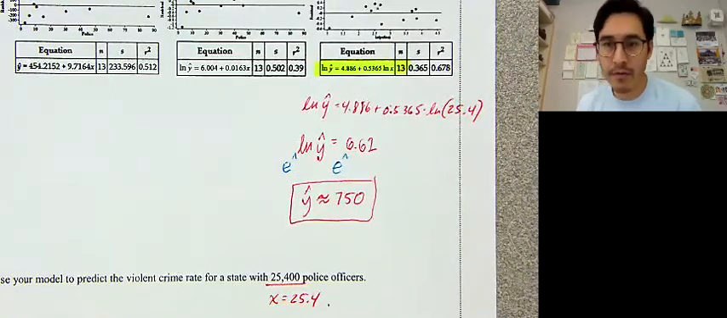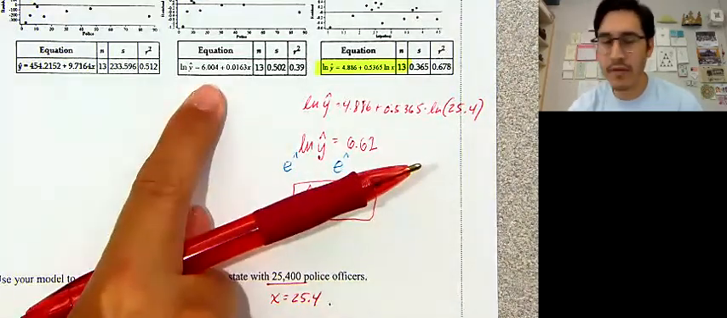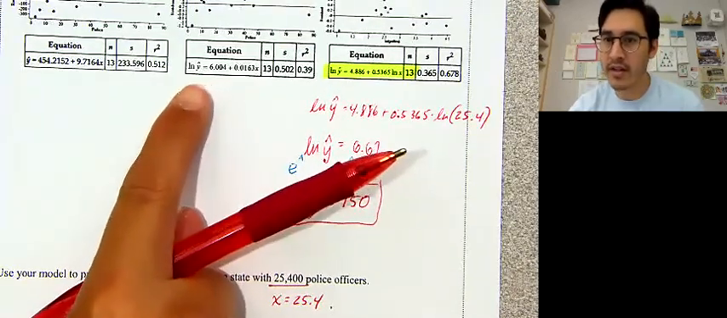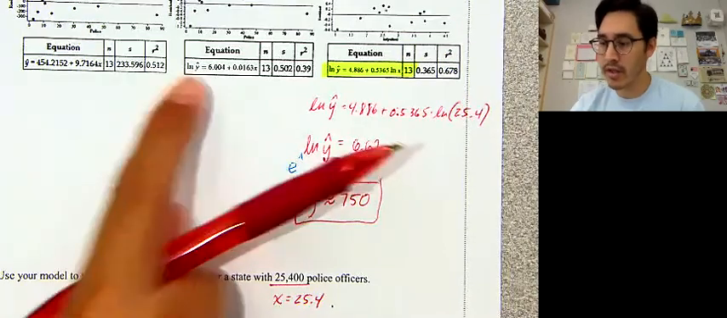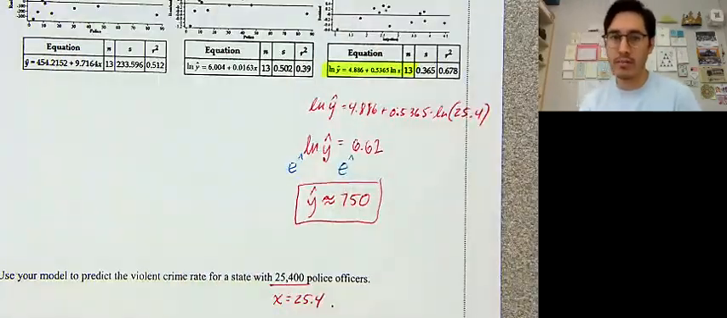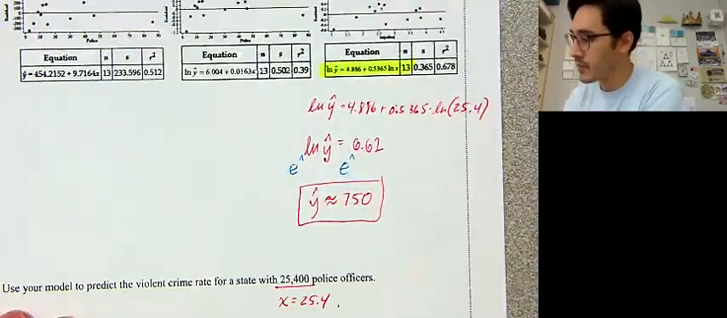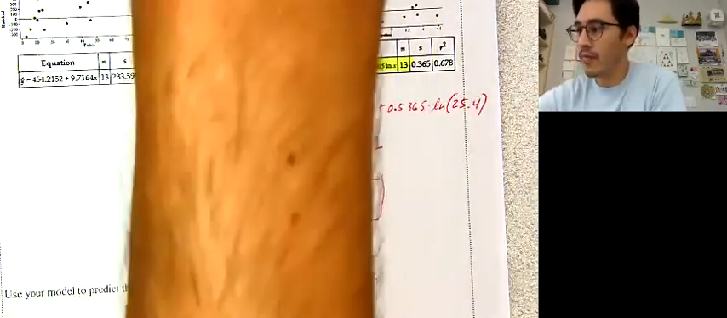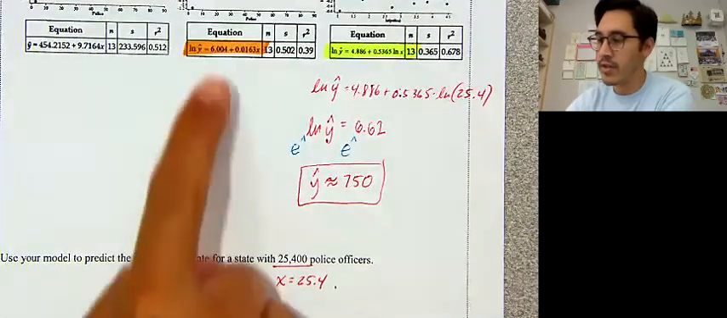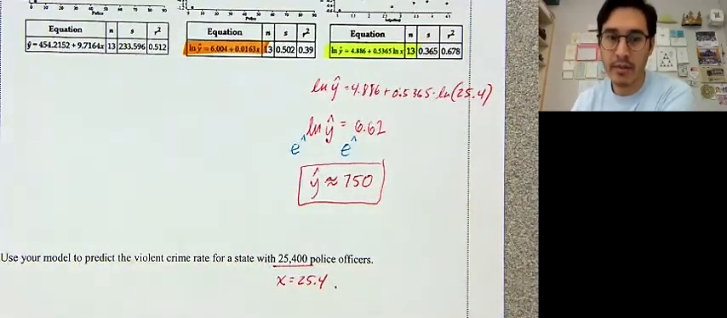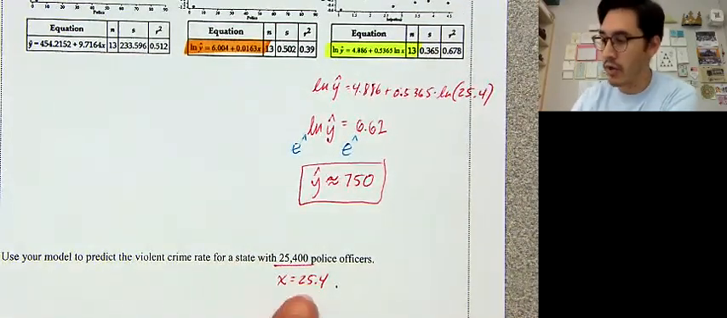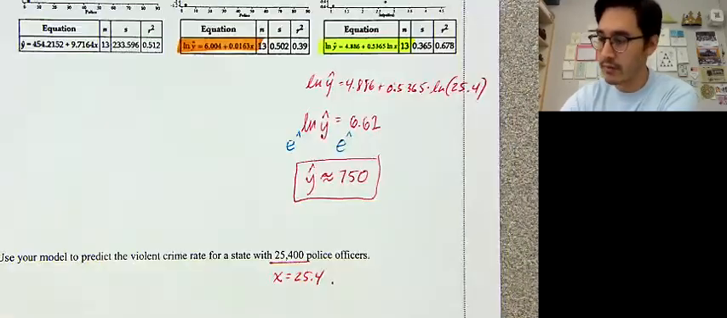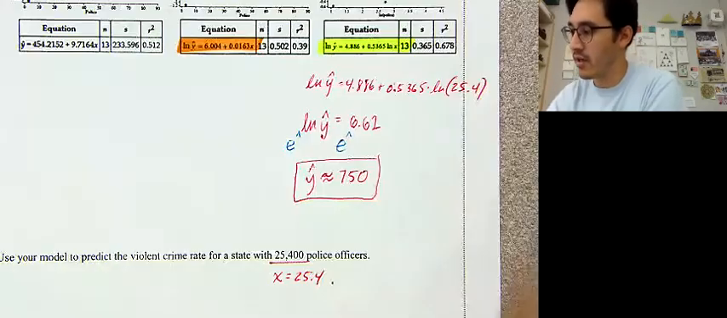I think maybe for fun, even though Model 2 was not a good model, why don't we just practice using Model 2 to predict as well? I think that would just be good practice. Okay. So if we take Model 2, and we want to use this model to predict the number of violent crimes or the violent crime rate, we're going to go ahead and substitute 25.4 for x in this model. Okay, let's change the color here.